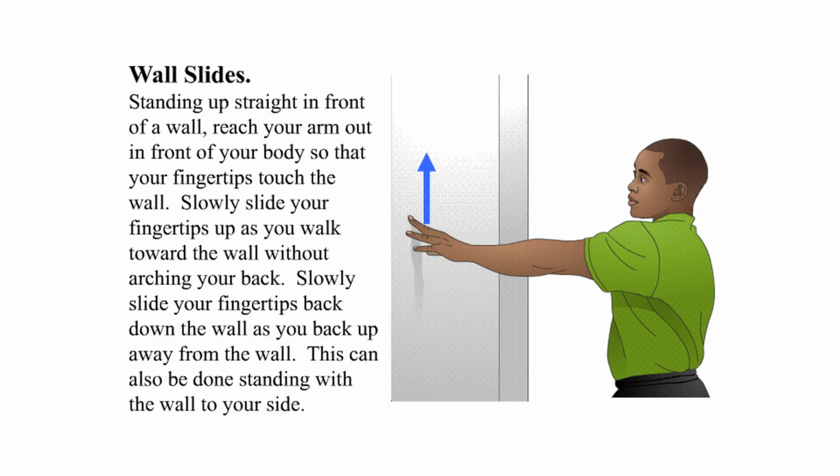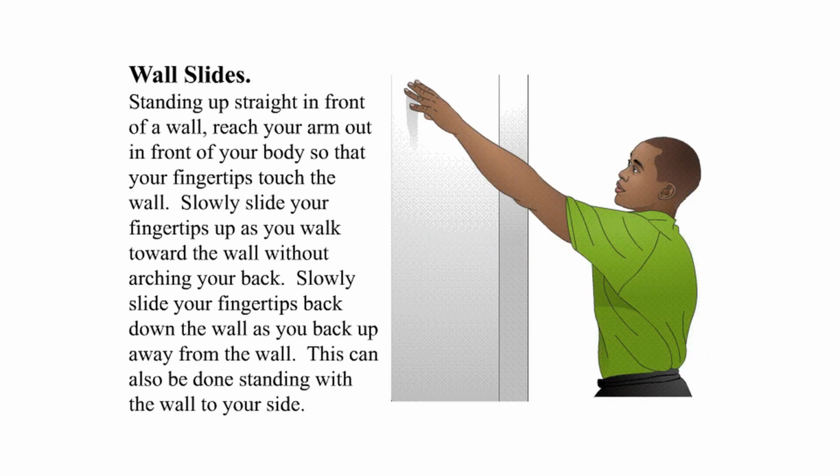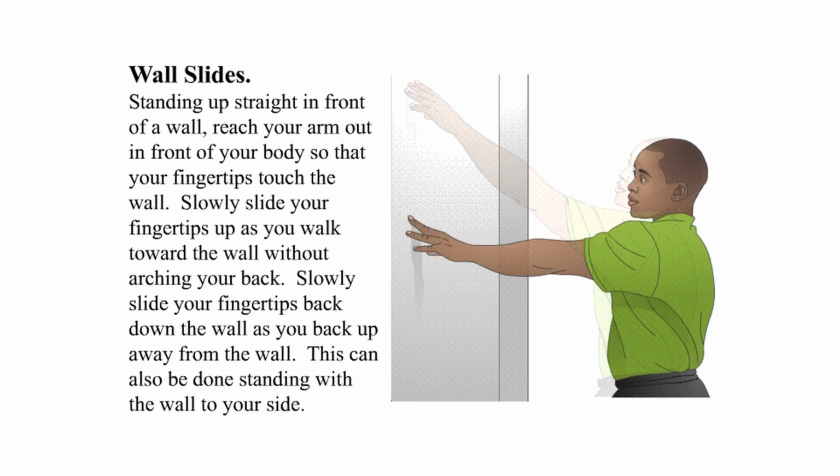Wall slides. Standing up straight in front of a wall, reach your arm out in front of your body so that your fingertips touch the wall. Slowly slide your fingertips up as you walk toward the wall without arching your back. Slowly slide your fingertips back down the wall as you back up away from the wall. This can also be done standing with the wall to your side.